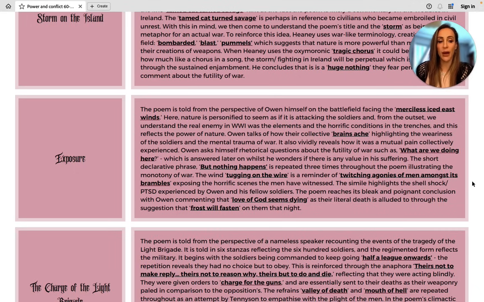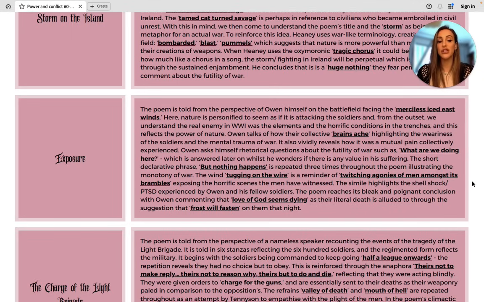The short declarative phrase, "but nothing happens," is repeated 3 times throughout the poem, illustrating the monotony of war. The wind tugging on the wire is a reminder of twitching agonies of men amongst its brambles, exposing the horrific scenes the men have witnessed. The simile highlights the shell shock, as it was known then, and PTSD experienced by Owen and his fellow soldiers.